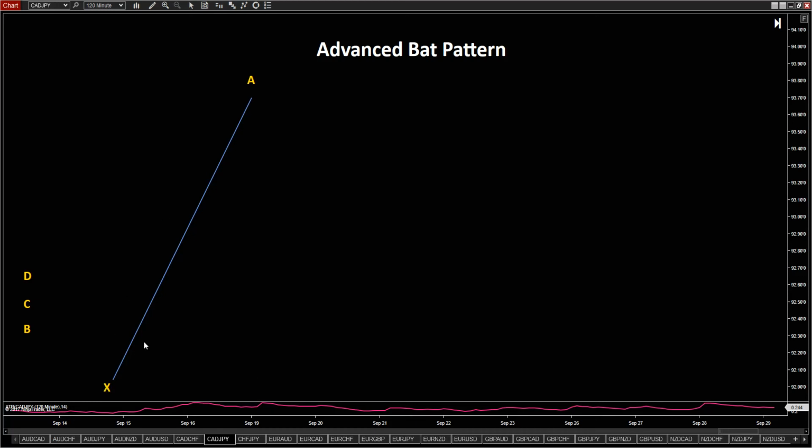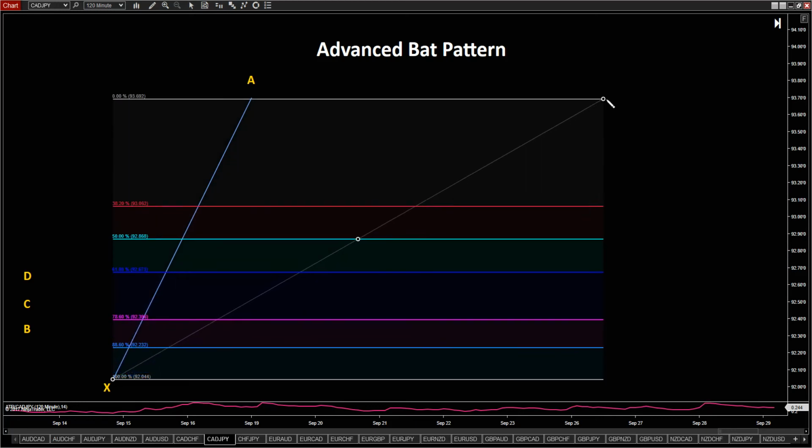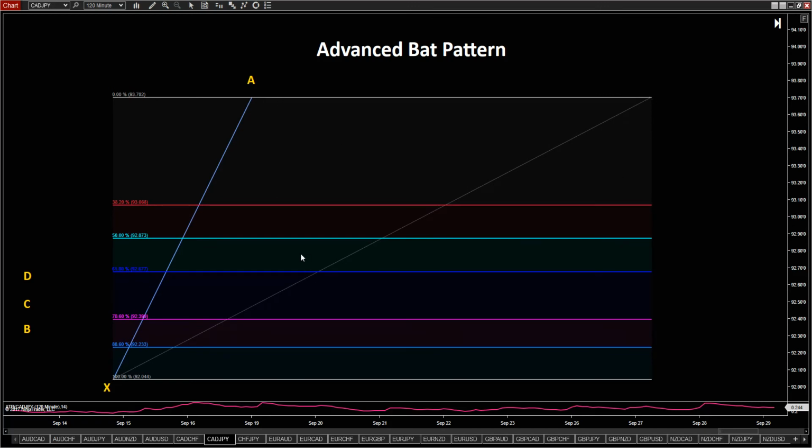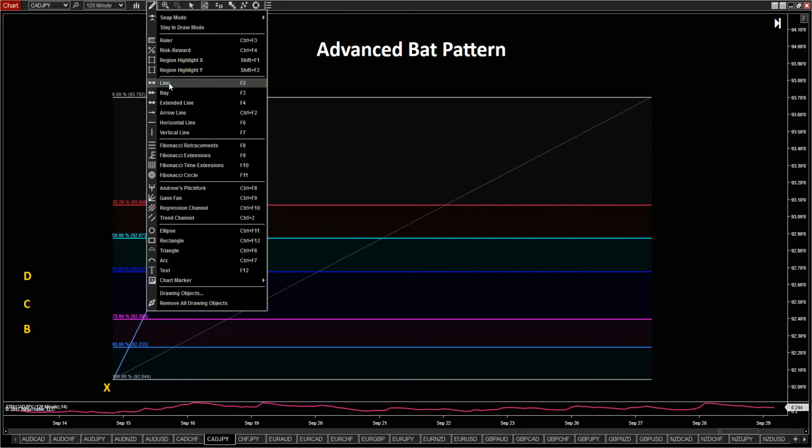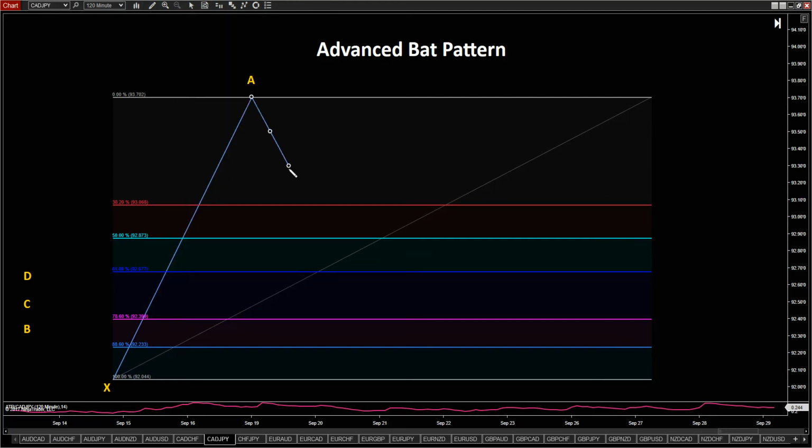So once you've identified your X to A, you grab your Fibonacci retracement and you go X to A, and we're looking for a 50% retracement. So price has to come down and touch at least the wick of the candle, the 50% retracement, but it cannot touch the 61.8. Price can come down, it can even close over 50%, can come all the way down. As long as it does not touch the 61.8, it's still a valid bat pattern. Just for today, in our drawing, we're going to have a 50% retracement.